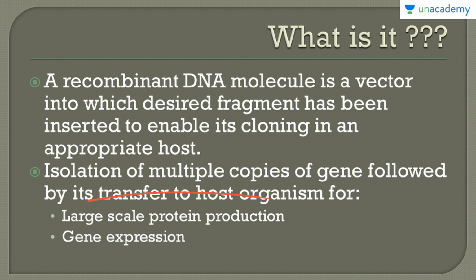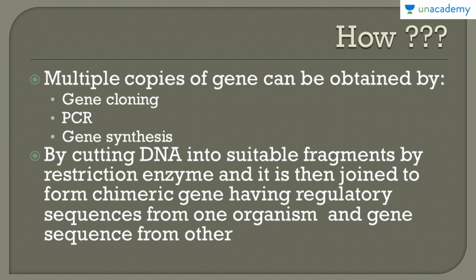Now coming to the next slide. How can multiple copies of the gene be obtained? By various techniques. Some common techniques are gene cloning, PCR, and gene synthesis. Gene cloning or DNA cloning is the production of a large number of identical DNA molecules from a single ancestral DNA molecule. The essential characteristic of DNA cloning is that desired DNA fragments must be selectively amplified, resulting in a large increase in copy number of the selected DNA fragment. This involves multiple rounds of DNA replication.